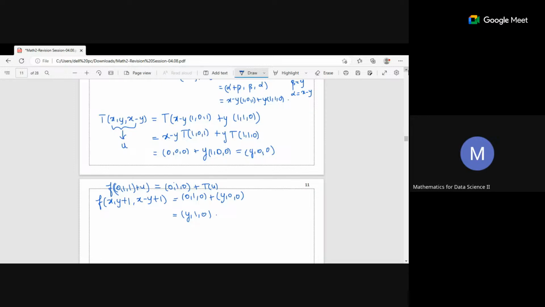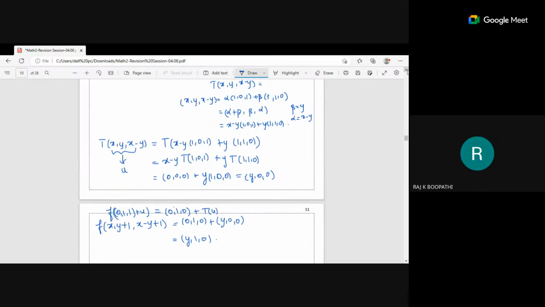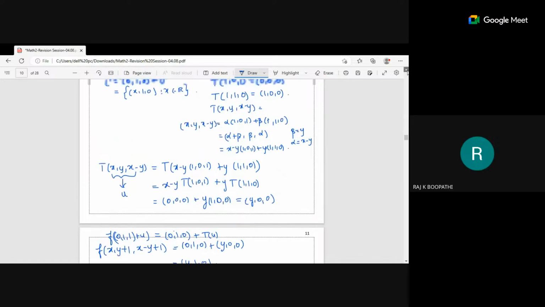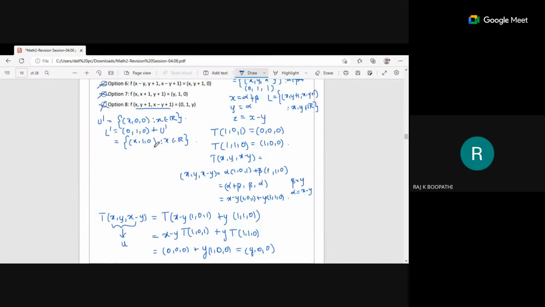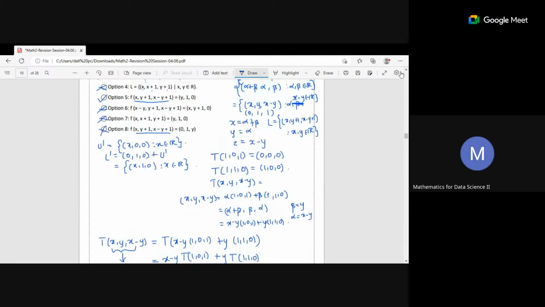Yes? Ma'am, can't we just say that because the L dash form we anyway found out, right? x, 1, 0. So any vector after the mapping should be of that form. Can't we say that? Yes, that also can be done. So straight away you can write like this.